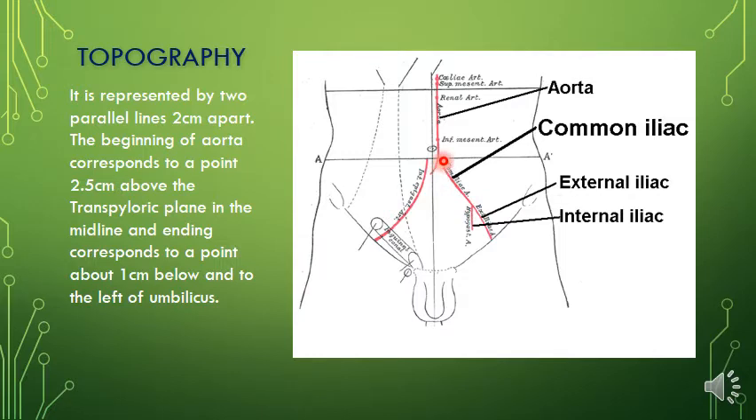So for the surface anatomy, you should draw two vertical parallel lines starting 2.5 centimeters above the transpyloric plane, and bring them down to the umbilicus, ending 1 centimeter below and 1 centimeter to the left of the umbilicus. Here it ends by dividing into two common iliac arteries. So that is the topography of the abdominal aorta.